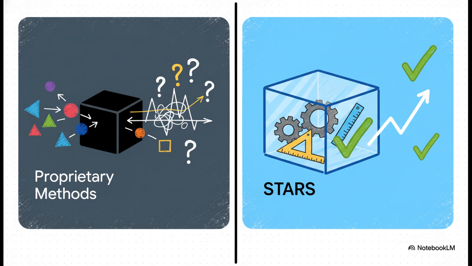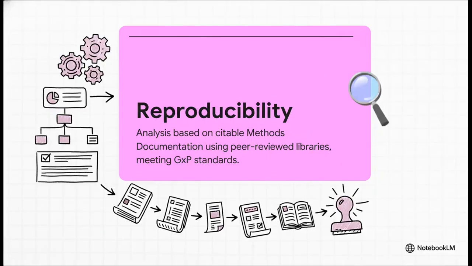Every single analysis is built on standardized, peer-reviewed statistical libraries, the ones the scientific community already knows and trusts. There are no secret formulas here. And this really gets to the core of that transparency, reproducibility. For every version of the software, there's comprehensive methods documentation. And here's the crucial part. You're not just getting a result. You are getting a fully citable methodology that meets tough standards like GXP. That ensures your work can actually be replicated and trusted by your peers.